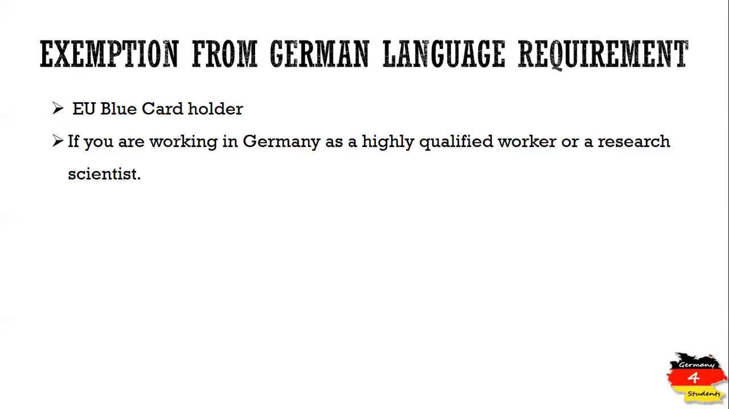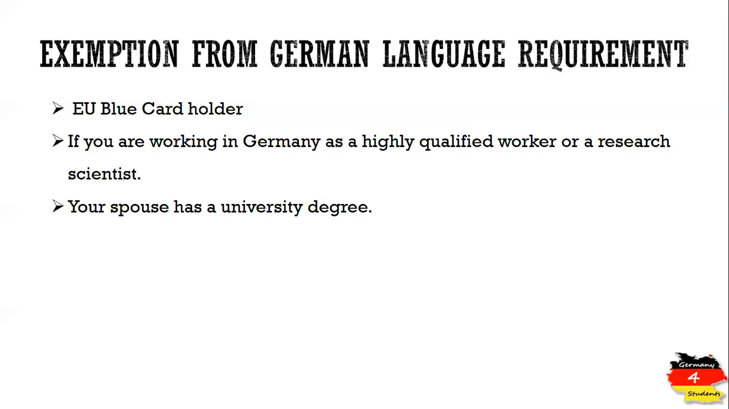If you are working in Germany as a highly qualified worker or a research scientist, your spouse back home does not require A1 level of German language. If your spouse has a university degree, this requirement does not apply to all the countries. There are certain countries where the spouse has to learn A1 level of German language, irrespective of whether he or she has a university degree or not.